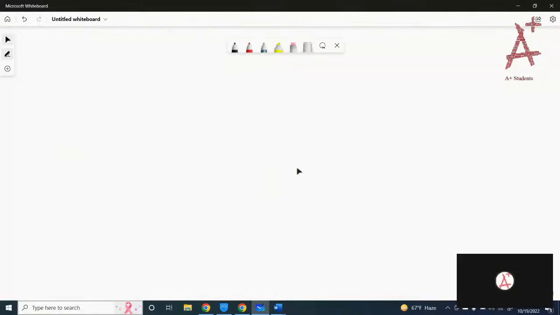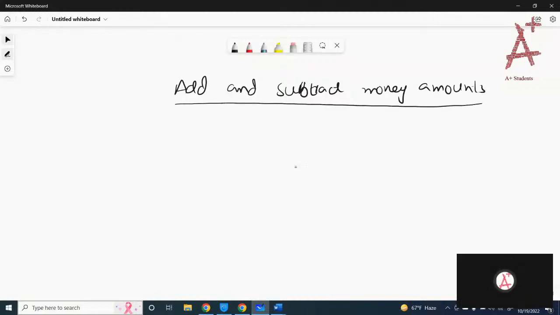Okay, the next lesson is add and subtract money amounts. So let's start with add and subtract money amounts. Got it? So please make sure you have your notebook and pencil so that you can note down important points. Got it? So let's start with add and subtract money amounts.